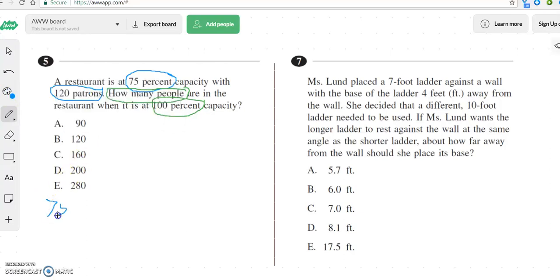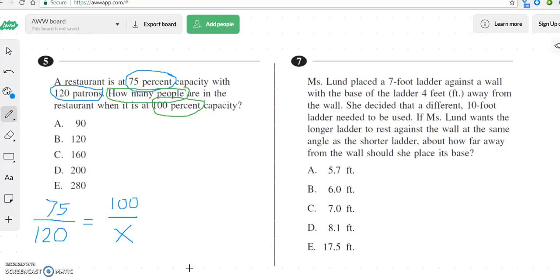We have 75% gives us 120 patrons, okay? And that is the same thing as, or it's equal to, 100% giving us an unknown number of patrons. So what we have here is an equation that we've set up. The percent is on top, the number of people is on bottom. And now all we have to do is solve for x, okay?